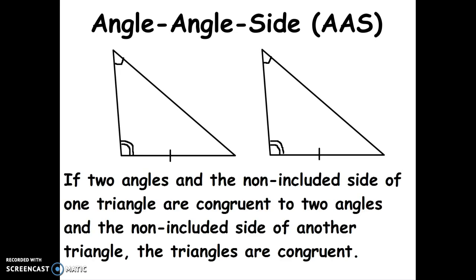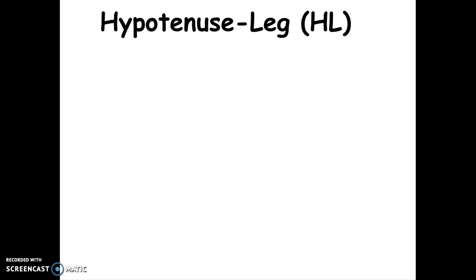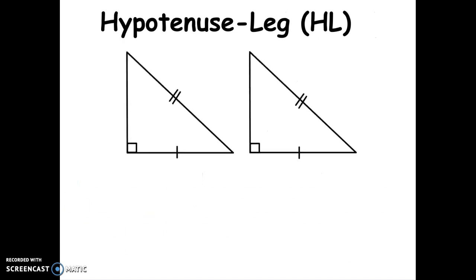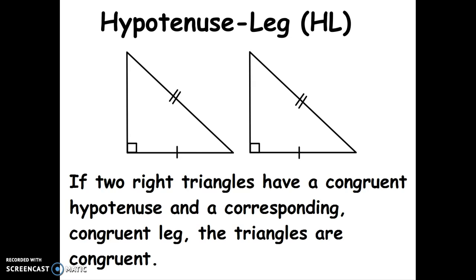Angle angle side, or AAS. If two angles and the non-included side of one triangle are congruent to two angles and the non-included side of another triangle, then the triangles are congruent. And lastly, hypotenuse leg. If two right triangles have a congruent hypotenuse and a corresponding congruent leg, the triangles are congruent.